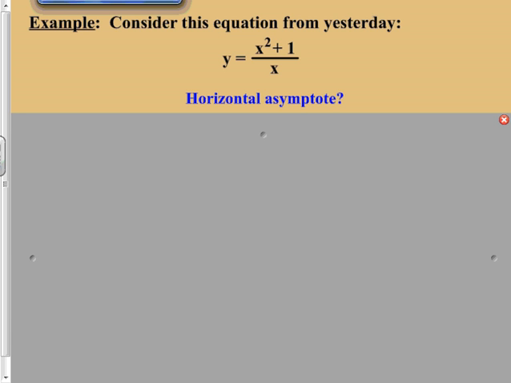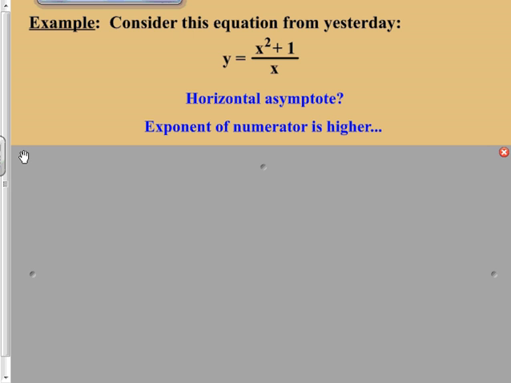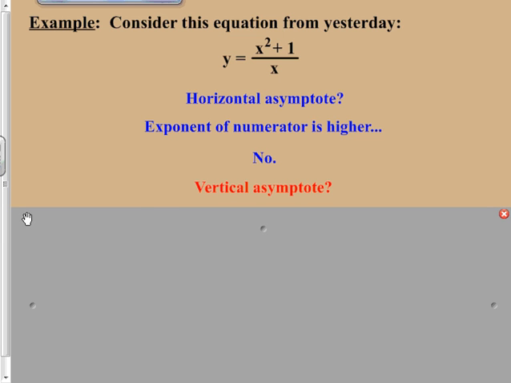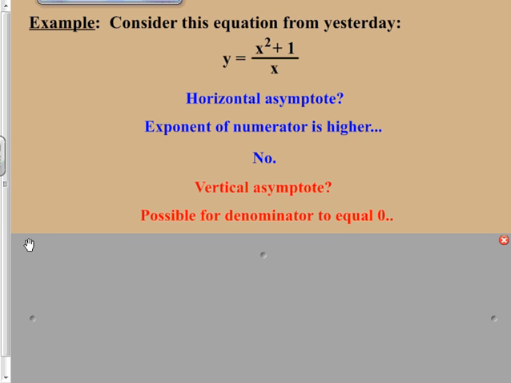Horizontal asymptote. Remember that a horizontal asymptote will happen if the highest powers are both equal or if the denominator's power is higher than the numerator's. Well, you can see from looking at the problem that the highest power of the numerator is 2, highest power of the denominator is only 1, so this will not meet the requirements for a horizontal asymptote, so there will not be one. How about a vertical asymptote? Is there a value that could possibly make the denominator equal 0? Absolutely. X could equal 0. That will cause a vertical asymptote.